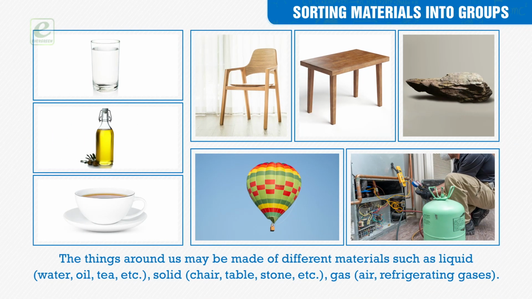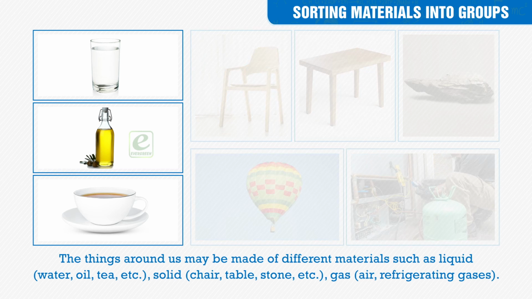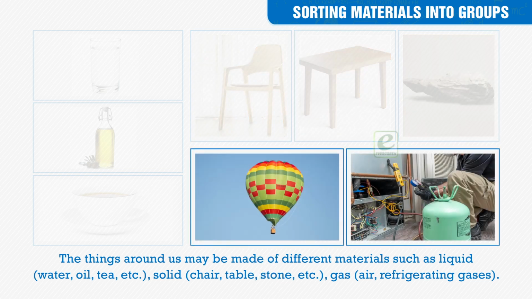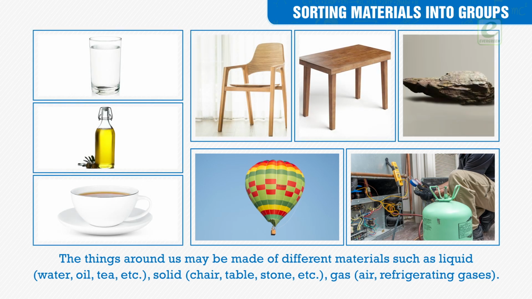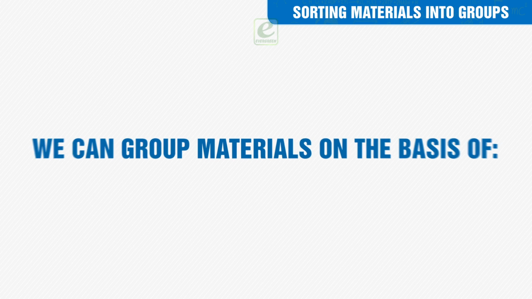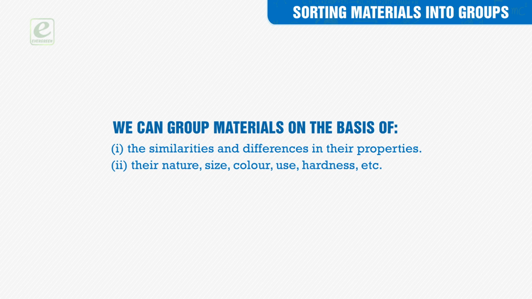The things around us may be made of different materials such as liquid: water, oil, tea, etc.; solid: chair, table, stone, etc.; gas: air, refrigerator gases, etc. We can group materials on the basis of the similarities and differences in their properties, their nature, size, color, use, hardness, etc.